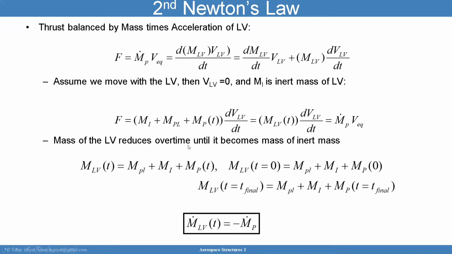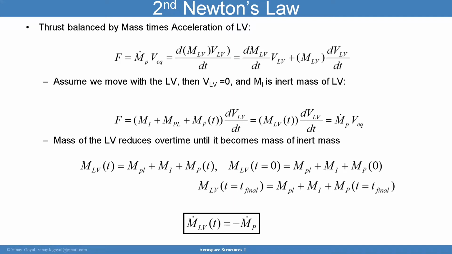As a consequence, at time equals t, the launch vehicle mass is the payload mass plus inert mass plus propellant mass as a function of time. The launch vehicle at time equals 0 is going to be the payload mass plus the inert mass plus the initial propellant that you have in the vehicle. The final mass, however, is going to be m_LV equals the payload mass plus inert mass plus the final propellant mass at t equals t final.